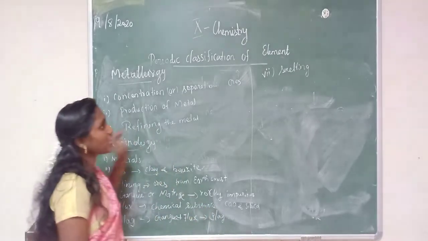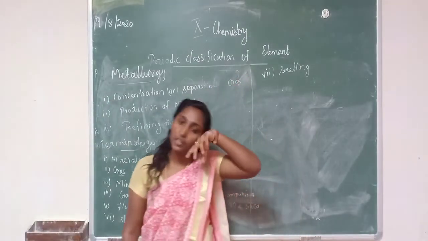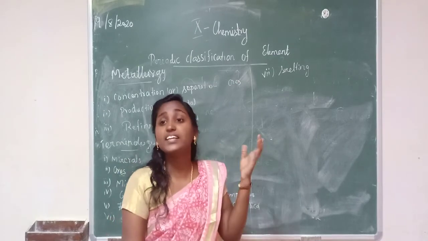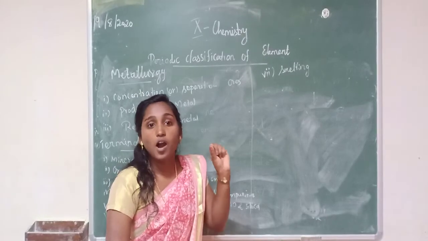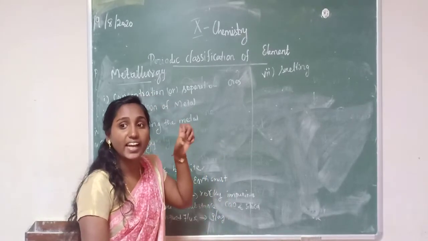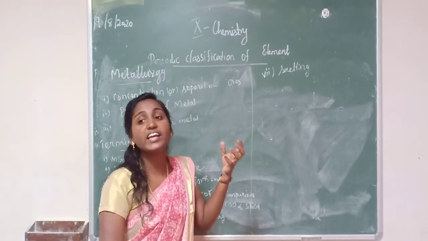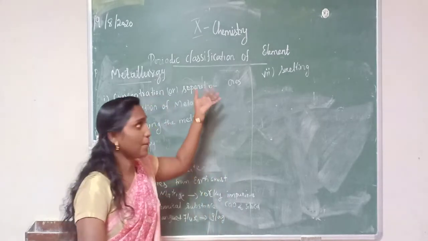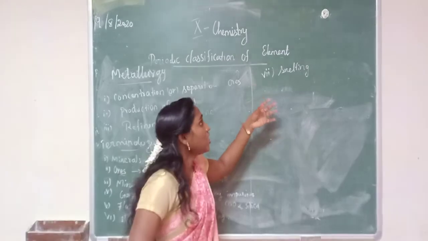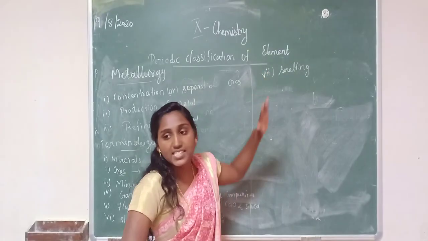The next, smelting. Before explaining smelting, I can say you all know jaggery. This jaggery contains some impurities. How can we remove the impurities? We will add some water and heat it. We can separate out the jaggery, right? So like that, melting and separating.